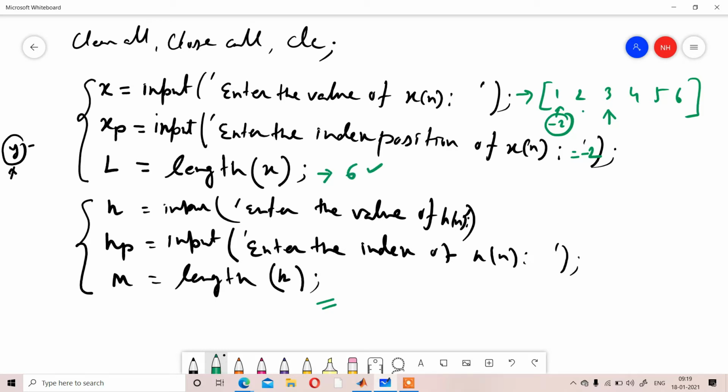For this case, length will be 6. That is for x. Similarly, if we input the h, suppose as 1 2 3 4, and the index point of h is suppose -1. If it is -1, it will start from -1, so that will be your 0th position, and the length of h defined by m will be 4. So these are the parameters that will be stored in x, xp, l, h, hp and m.